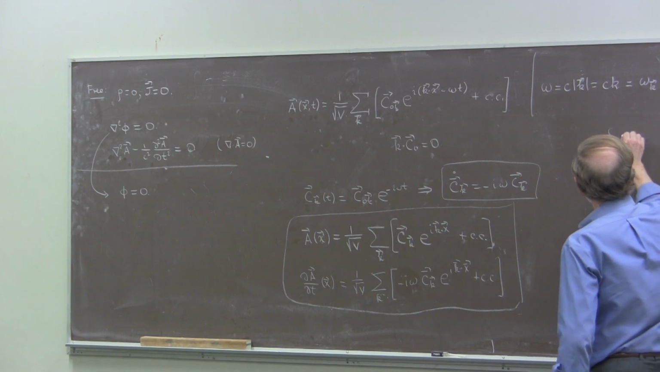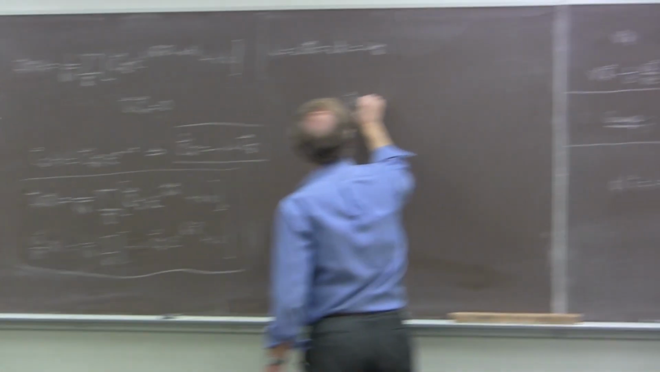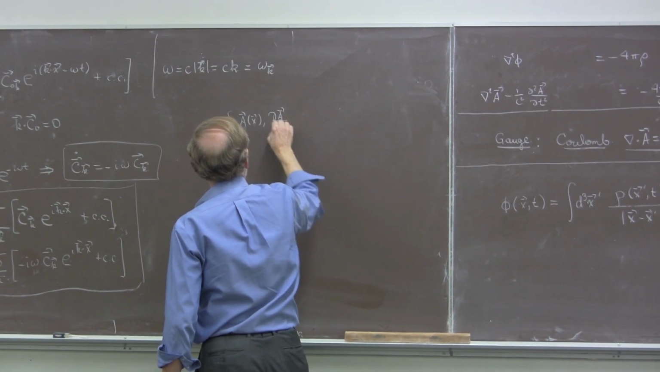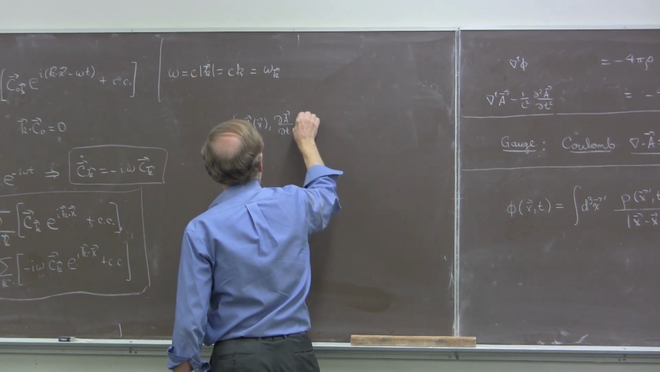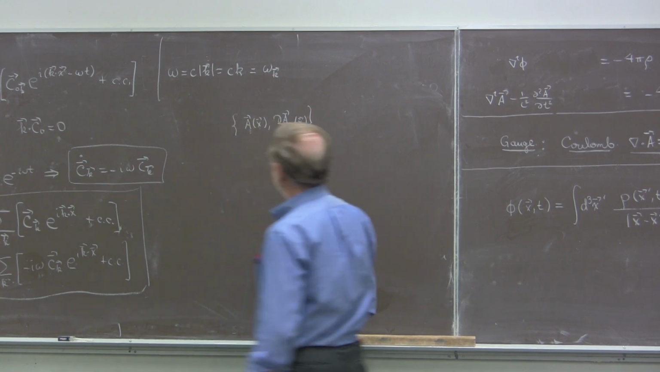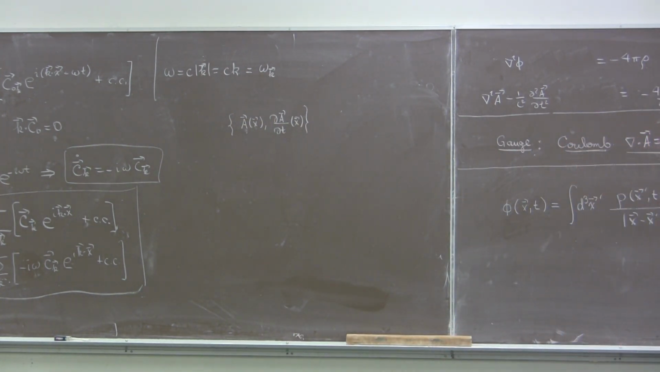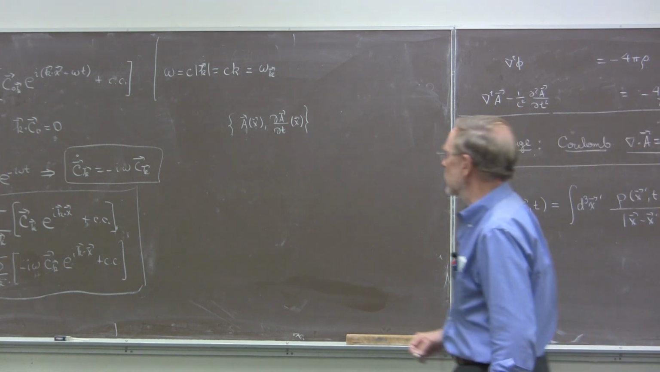Let me put together A of x and the partial of A with respect to t of x, which indicates the collection specifying the dynamical state of the field. It's like a position and velocity for a mechanical system.